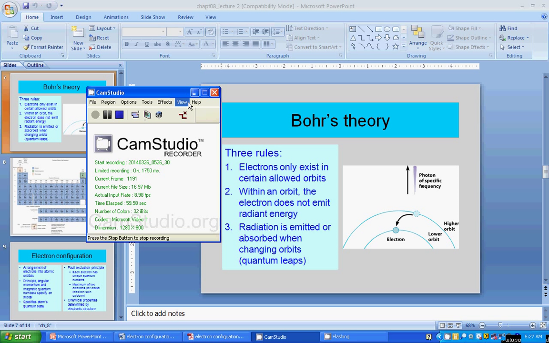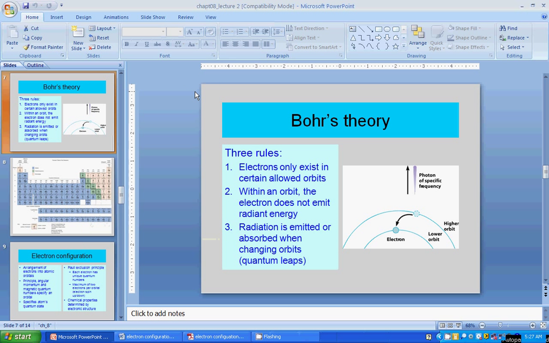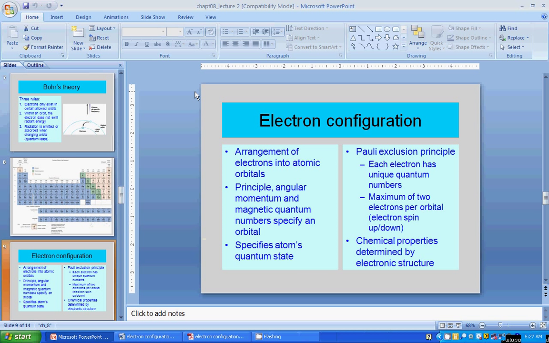So now let's take a look at our next subject, or the third thing I want you to learn from this lecture: the electron configuration. And that just tells us the arrangement of electrons in the atomic orbitals. The Pauli exclusion principle said that each electron has a unique quantum number, and that the maximum is 2 electrons per orbital, with the electron spins being up or down. And so chemical properties are determined by their electronic structure.